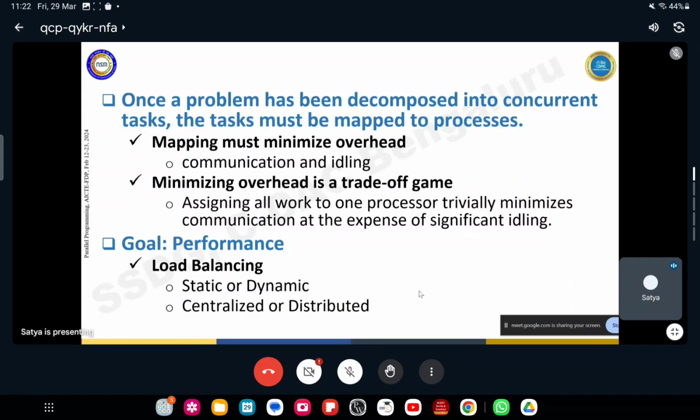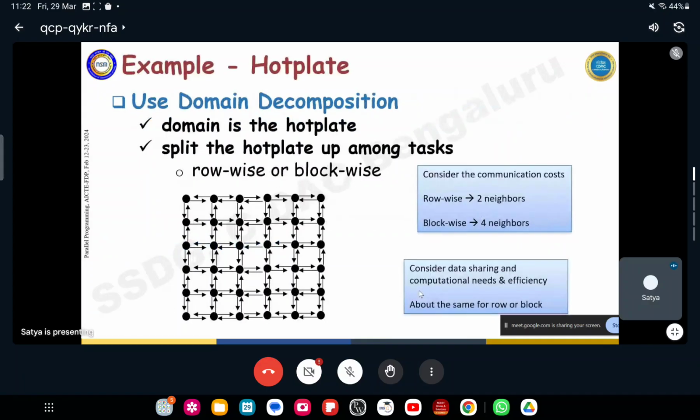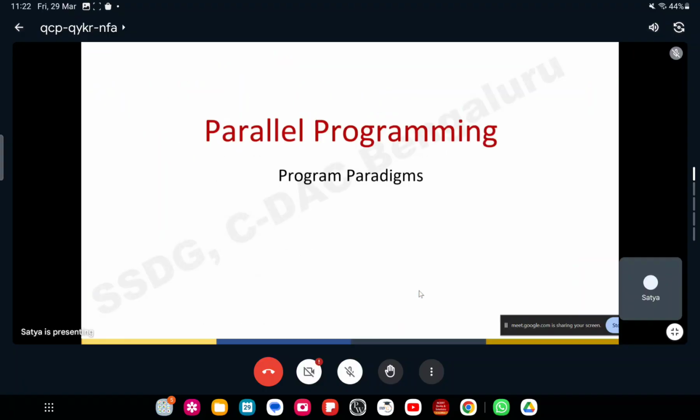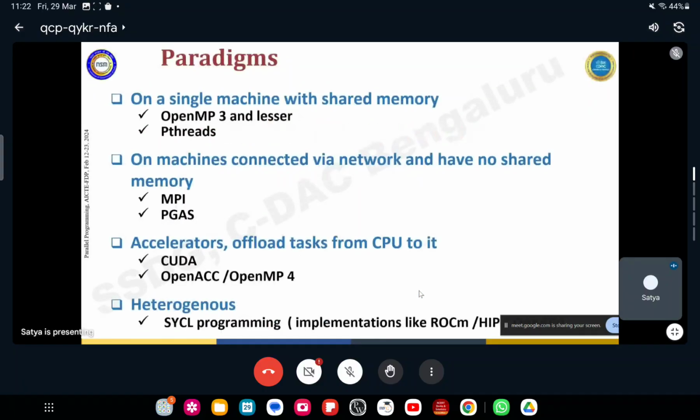This is the strategy you have to apply towards the programming also. So yes, this is very important. Now you have to know about this: once you have only one machine with shared memory, you have to go for OpenMP programming. Once you have machines connected via a network and have no shared memory, then you have to use MPI programming.